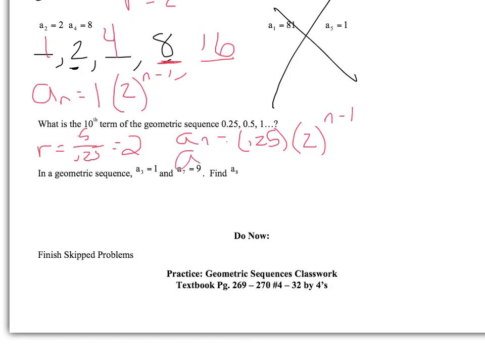We want to find the 10th term, so that means the n is going to be 10. So it's going to be 0.25 times 2 to the 9th. 2 to the 9th times 0.25 is equal to 128. And also at this point I am going to skip this problem, and we'll work on that type of problem more when we get to the classwork tomorrow.